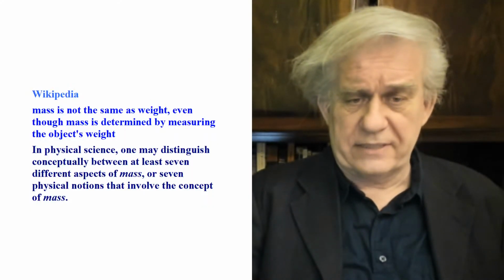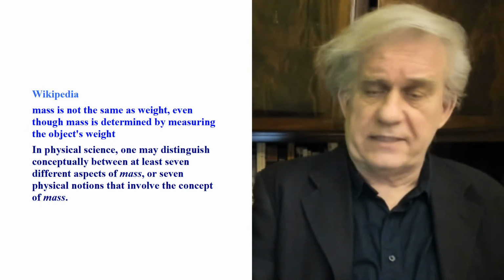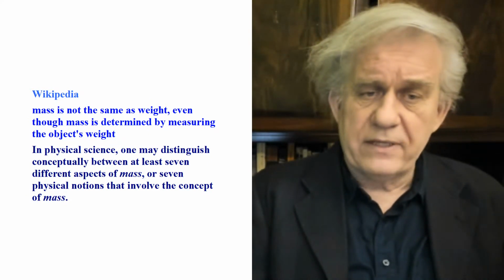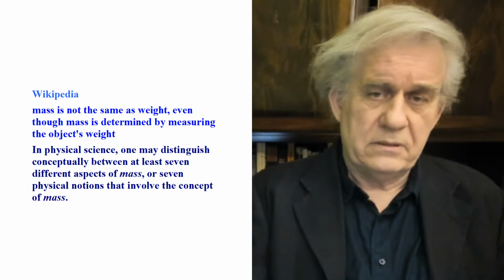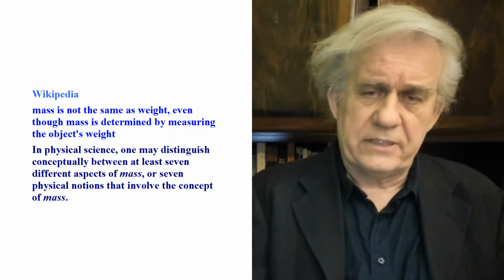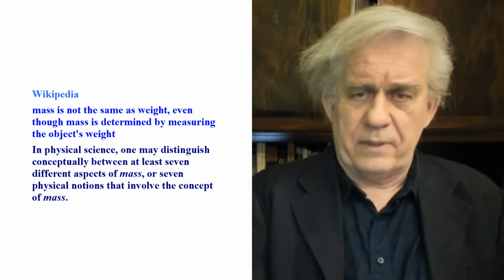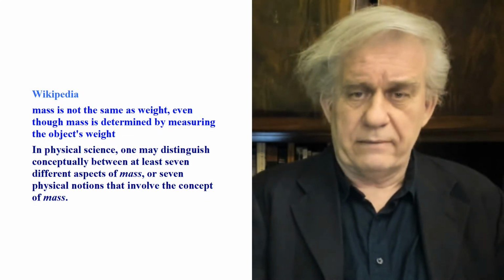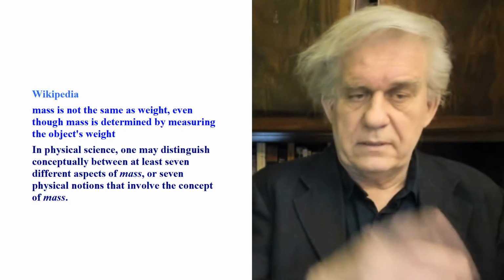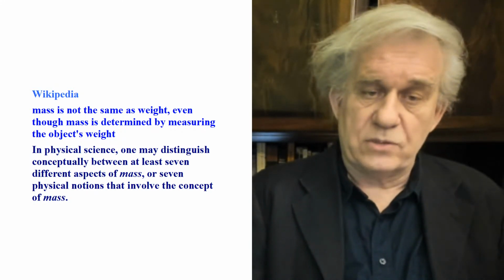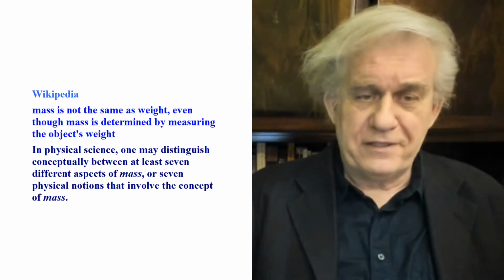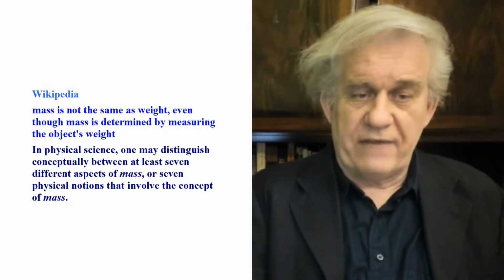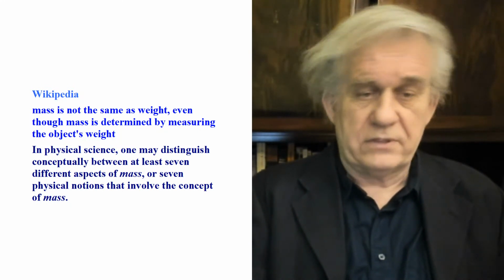And here you go to the Wikipedia, and you'll find this. You'll find that mass is not the same thing as weight, okay? Even though mass is determined by measuring the object's weight. Okay? They're kind of weird because mass is not weight, but we determine mass through weight. Great. And then they continue, in physical science, one may distinguish conceptually between at least 7 different aspects of mass, or 7 physical notions that invoke the concept mass.